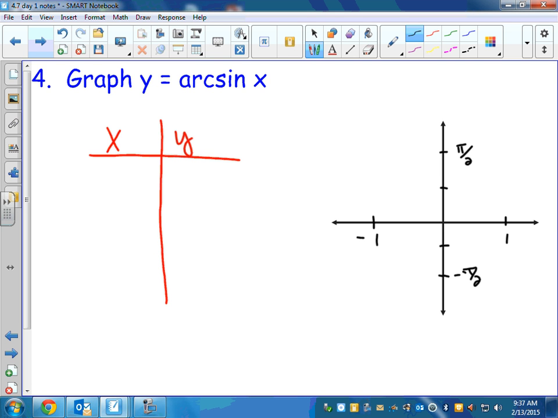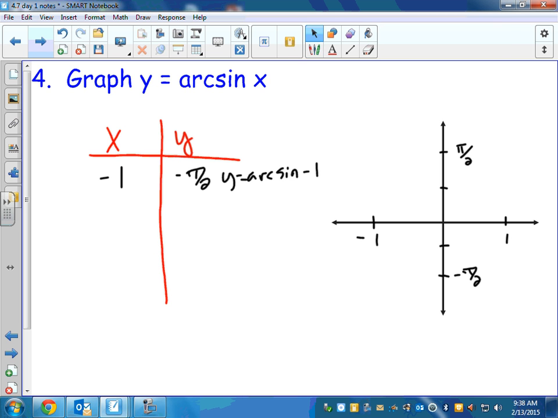So kind of weird. If we pick x's first, we have to pick the values that we get out of it, right? So if you pick -1 for x, that would be saying arc sine of -1, or what angle has a sine of -1? 3 pi halves, right? But 3 pi halves is not from negative pi halves to pi halves. So instead of saying 3 pi halves, what are we going to say? Negative pi halves. So when x is -1, the y value is negative pi halves.